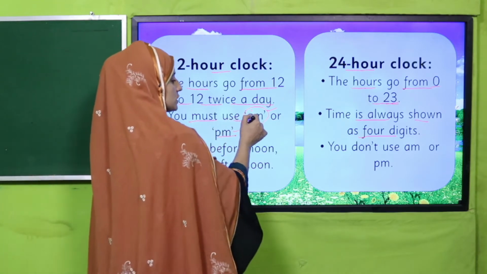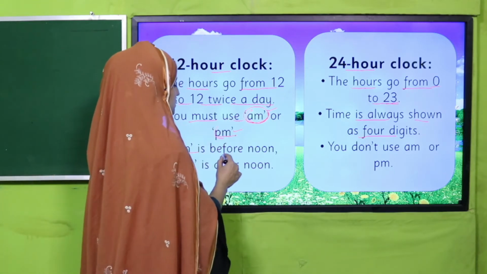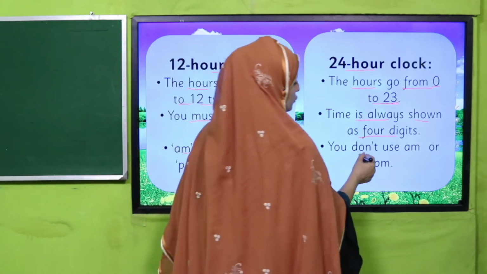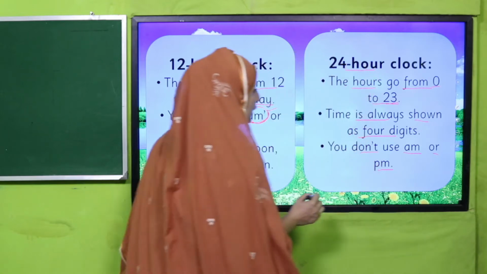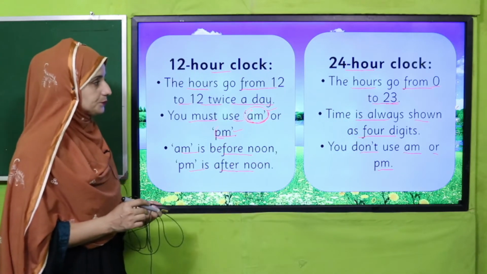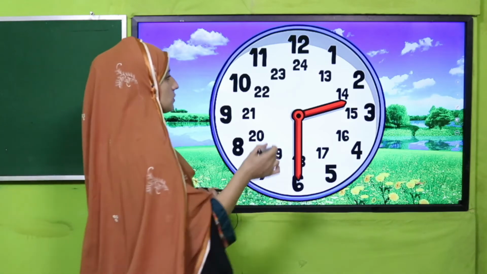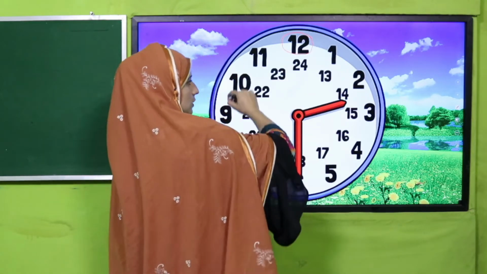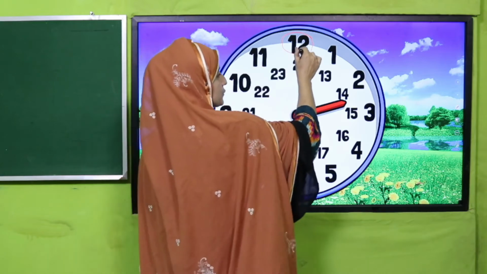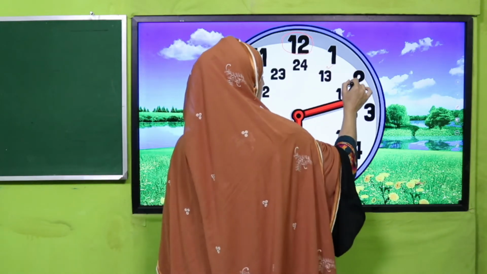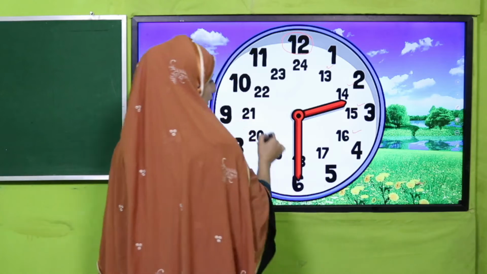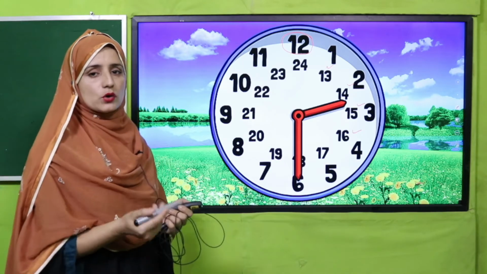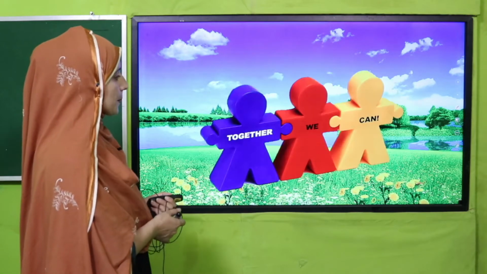We don't use AM or PM in the 24-hour clock. AM is before noon and PM is after noon. You can judge on the 12-hour clock that after 12 it goes on to 13, 14, 15, 16. In this way we get the concept of time on the 24-hour clock.